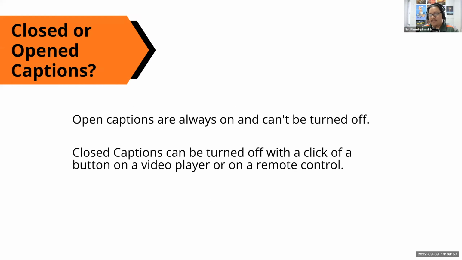Closed captions, on the other hand, can be turned off with a click of a button on a remote control, or usually they're on the player itself. There's a CC, which you can turn on and off.